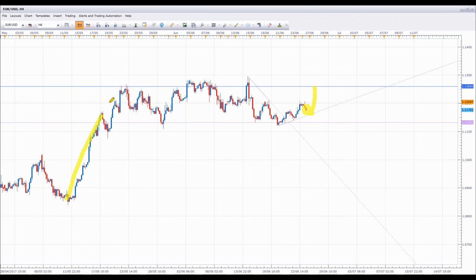Now it is in an uptrend, as you can see, so there is a chance that it could resolve itself to the upside and actually break out of the range. However, we're probably going to be a little bit more conservative with our targets this week, and we're going to be looking probably at taking profits at this level.